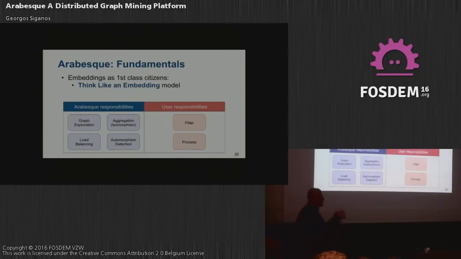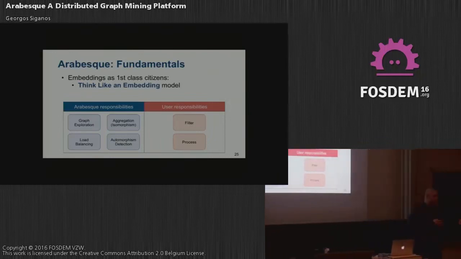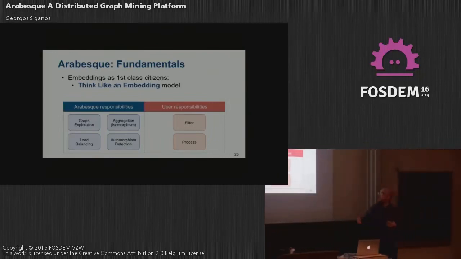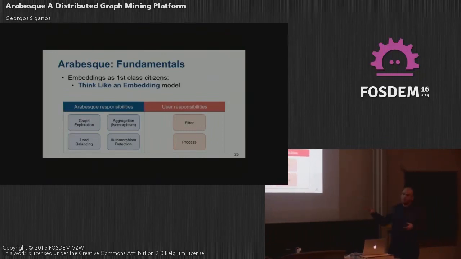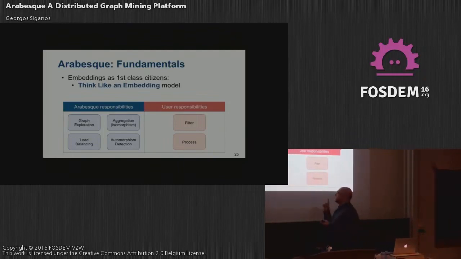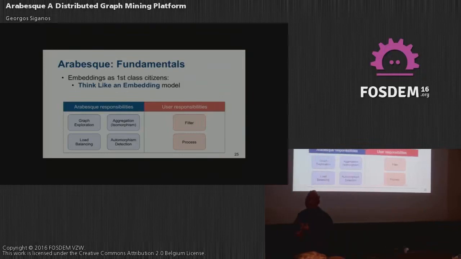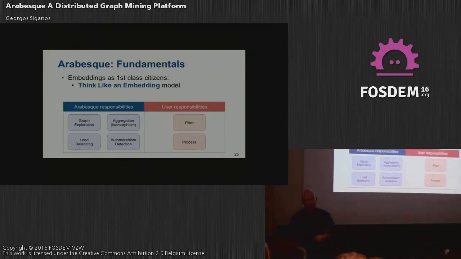Now, Arabesque, I already said, but to make it more crystal clear, splits the responsibilities: what the system does and what the user does. The user's responsibility is to apply the filter and the process, and some other things, but these are the most important. The Arabesque responsibility is to do the graph exploration, the aggregation, the isomorphism and automorphism detection to avoid duplicate work, and the load balancing.